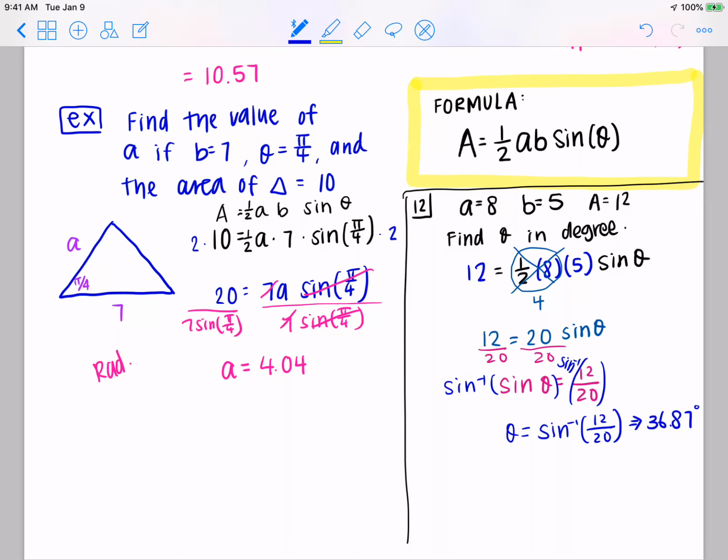But if you go back to number 12, they would want the theta to be greater than 90 degrees. Okay, and the number that we got is not greater than 90 degrees. So what we got to do is take 180 minus 36.87, which is 143.13. Okay, this is our final answer. So anytime your result is not greater than or less than what they are asking for, then we have to go back and subtract from 180 or subtract from the number that they want. Okay.